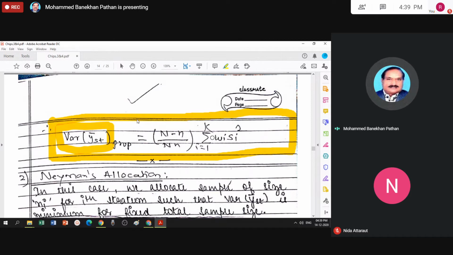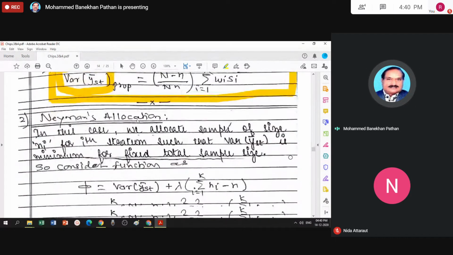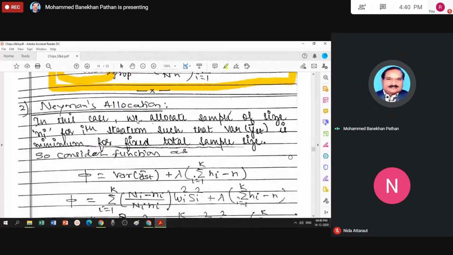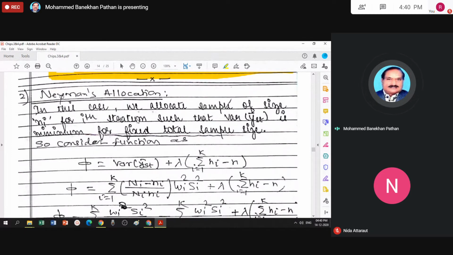And that original formula simplified like this. So this is the formula to get the variance of the unbiased estimator of population mean in case of stratified random sampling, in particular with proportional allocation. Today we'll proceed ahead with how to decide small ni by Neyman's allocation.